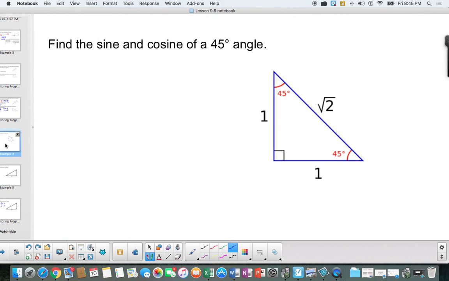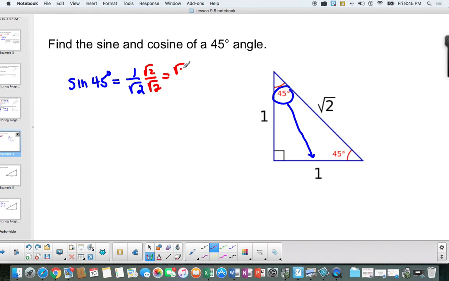Let's find the sine and cosine of a 45-degree angle. So I'm going to find the sine of 45 degrees, and I can just pick this 45, which is opposite, which is 1 over root 2. Now we want to rationalize it, so I'm going to write root 2 over root 2, and so the answer is root 2 over 2. So this is the sine of 45 degrees.